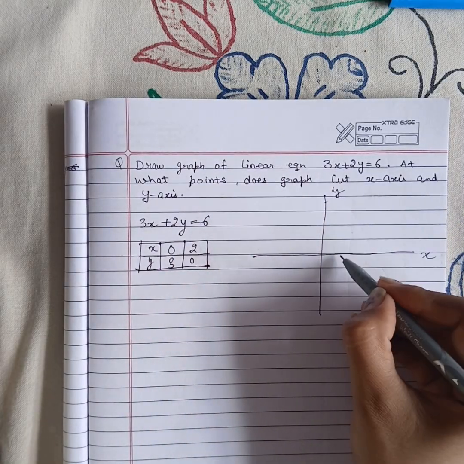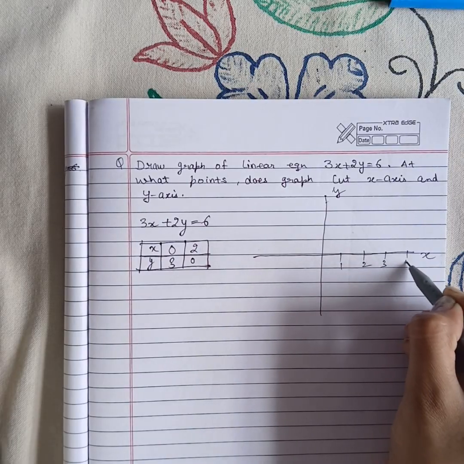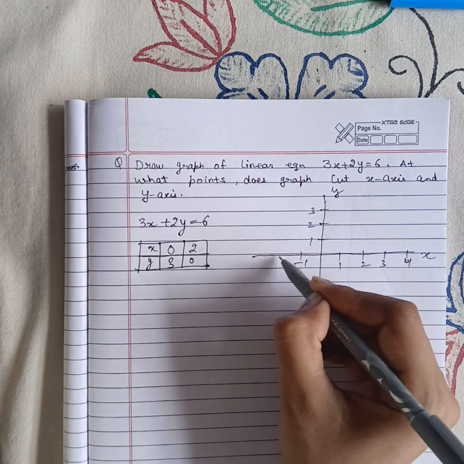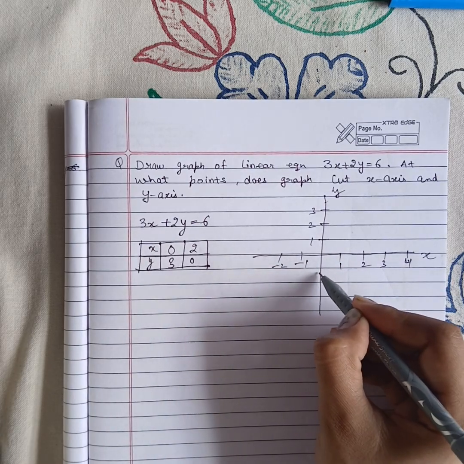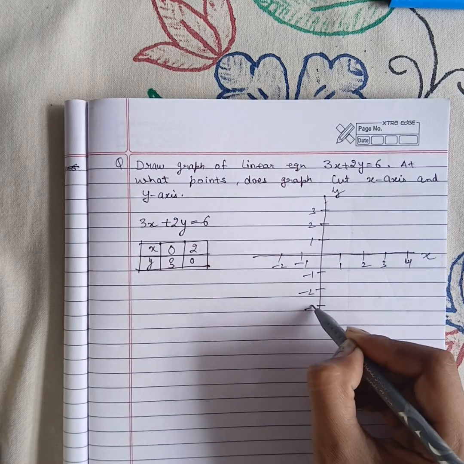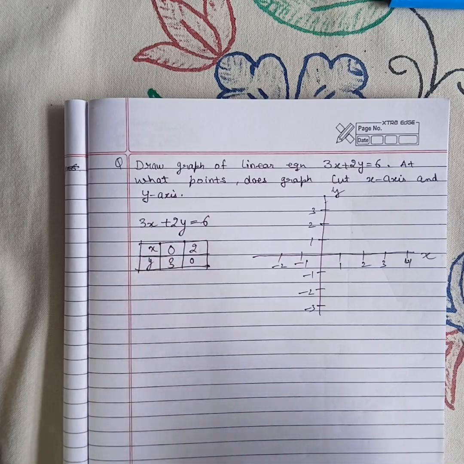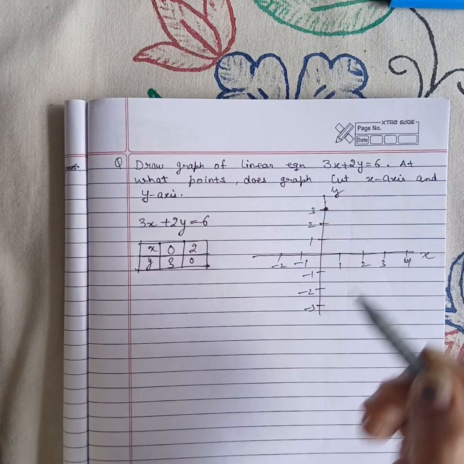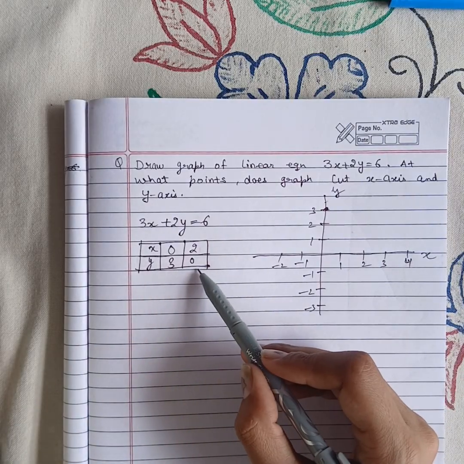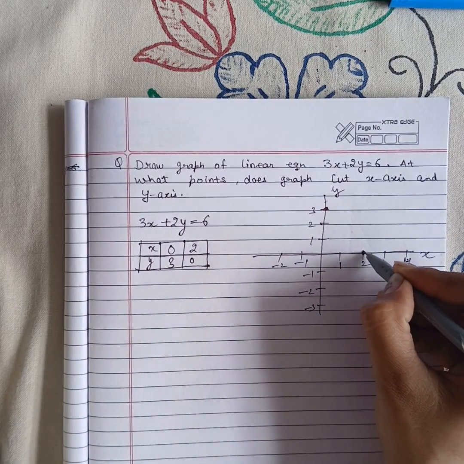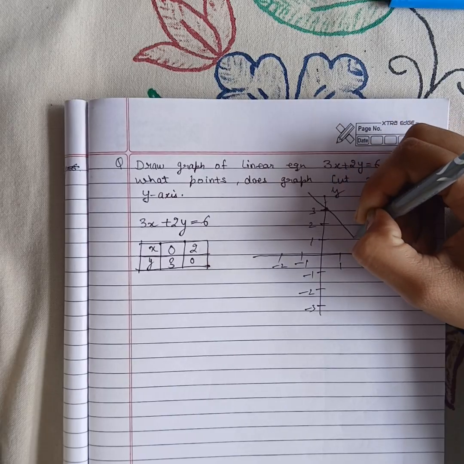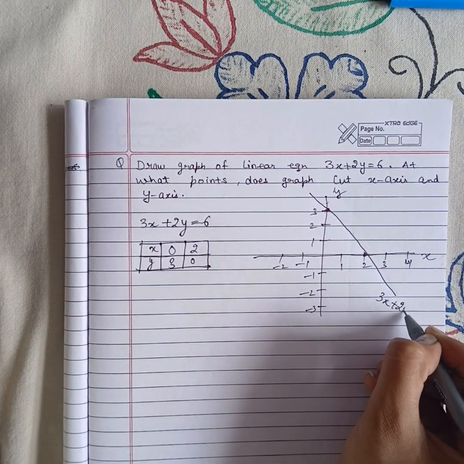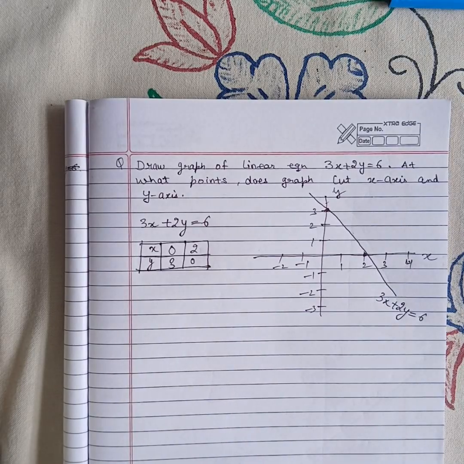X-axis, y-axis, points are 1, 2, 3, 4, 1, 2, 3, minus 1, minus 2, minus 1, minus 2, minus 3. Here value of x is 0 and value of y is 3. Next value of y is 0 and value of x is 2. So this is our graph for equation 3x plus 2y is equal to 6.